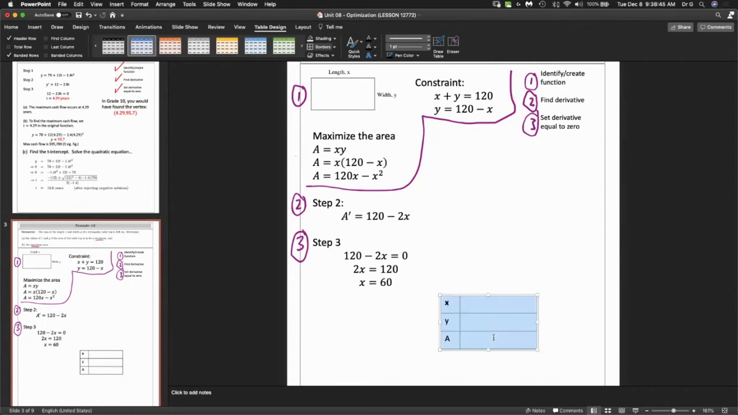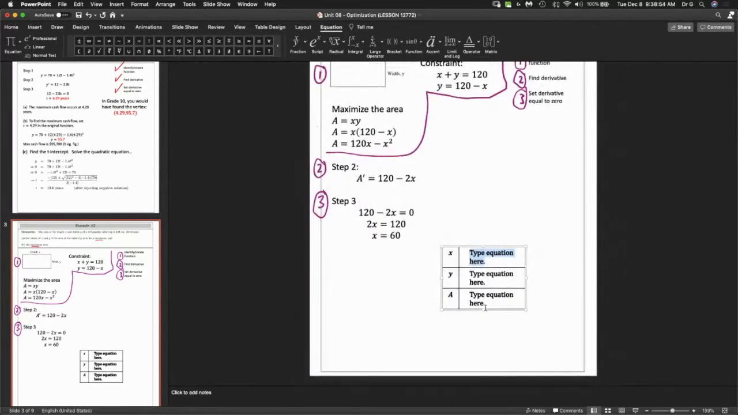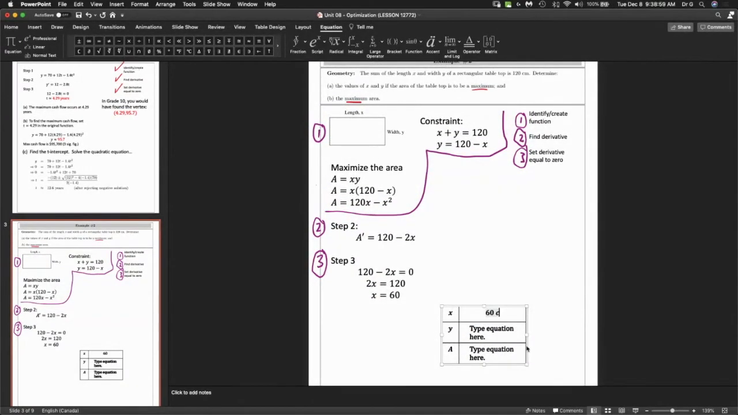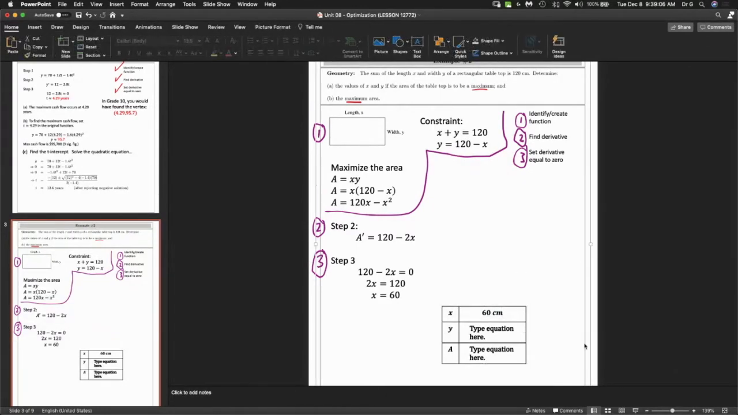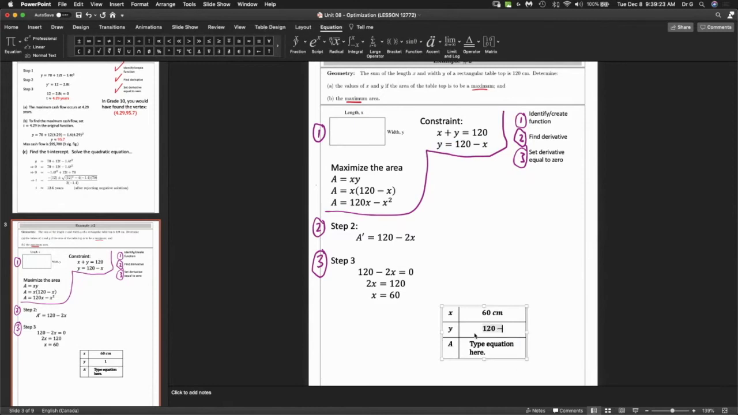So the x value is 60. What are the units? 60 what? Thank you, Jai. And how do you get y? How am I going to get y? How would you find y here? Yeah, you said x to 60. So you go back here. Here's the formula for y. And you go back here and you make x equal 60. So you would have here 120 minus 60 is 60 centimeters. So that's good.